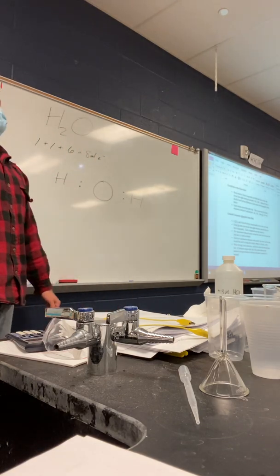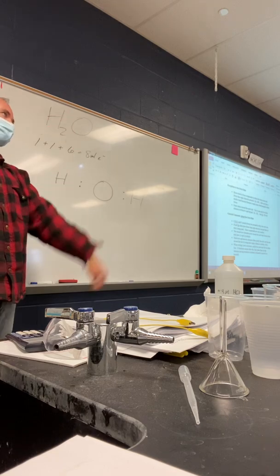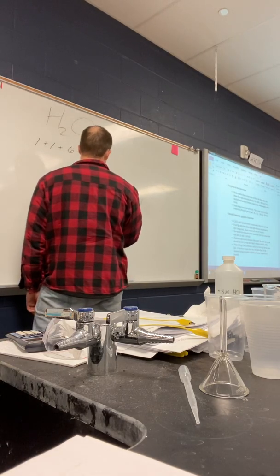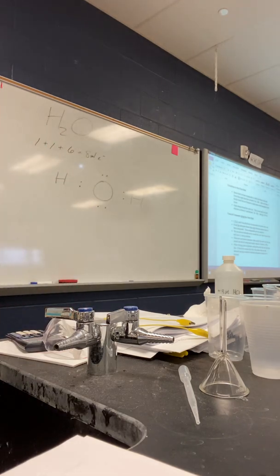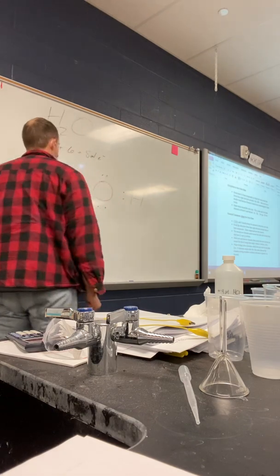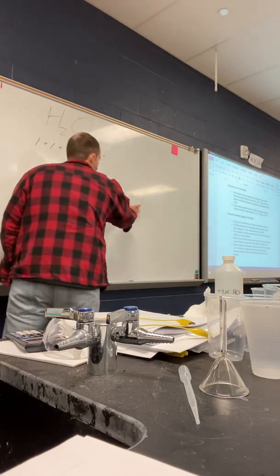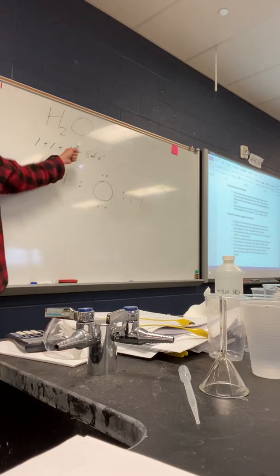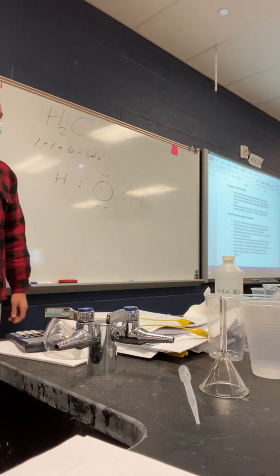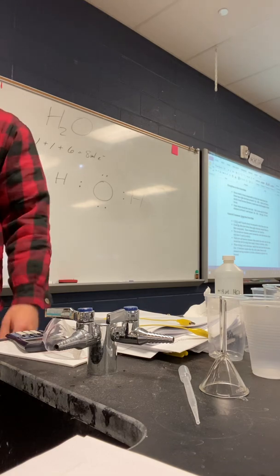How many more does oxygen need? Needs 4 more. 1, 2, 3, 4. 2, 4, 6, 8. Oxygen's good. Hydrogen's good. Hydrogen's good. 8 total valence electrons. 8 are drawn. Draw your lines. Done. Again, these are a lot of single bonds on here.